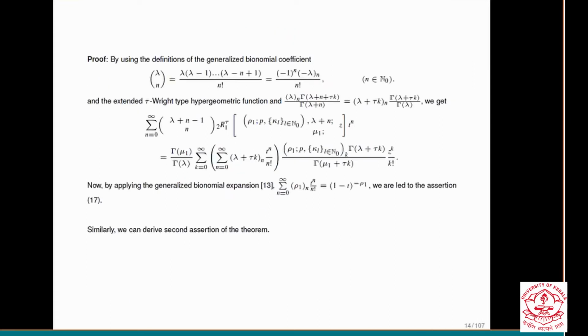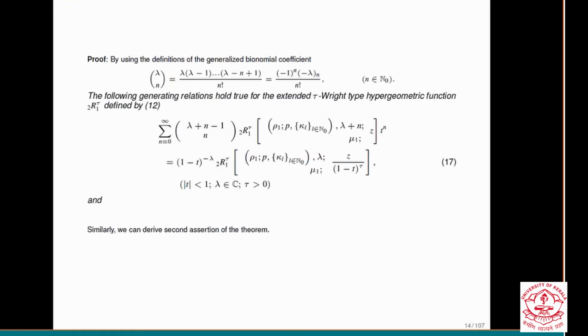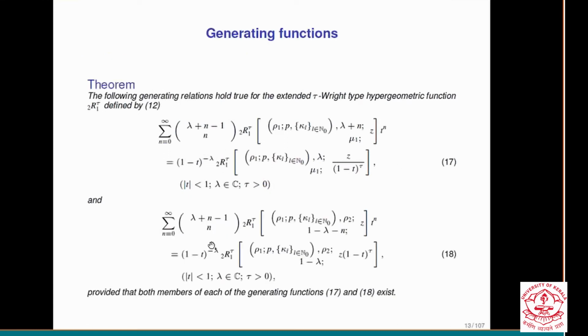So here for the proof of this, one can easily obtain by using this binomial coefficient, and this expression can be put into this form, and finally we arrive at this conclusion. And similarly, we can also obtain the second theorem. This is the second result, which can also be obtained by using this concept.